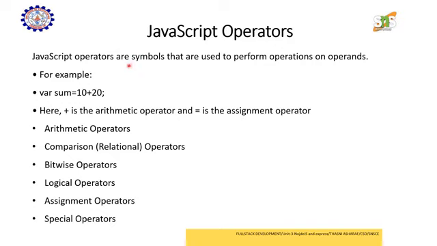Next we have operators. Operators are symbols that are used to perform operations on operands. For example, sum equal to 10 plus 20. Here plus is the arithmetic operator and equal to is the assignment operator. We have different types of operators: arithmetic operator, comparison or relational operator, bitwise operator, logical operator, assignment operator, and special operator. We'll see them one by one.